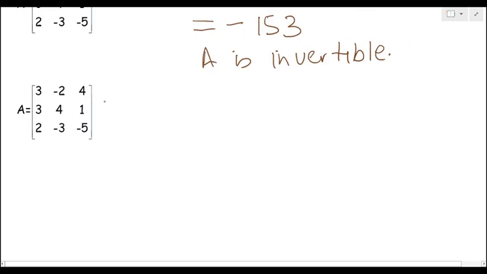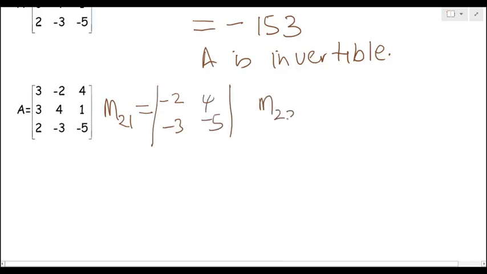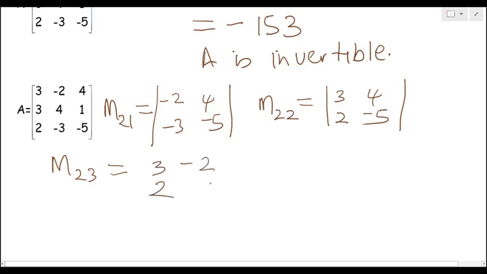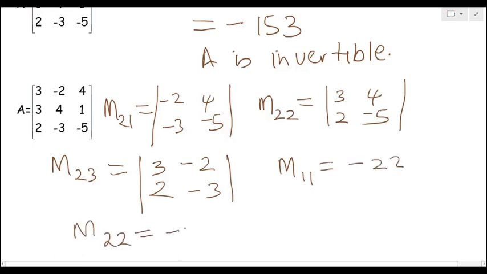We determine now the remaining minors. We have M21: we delete row number 2, column number 1, and we are left with minus 2, 4; minus 3, 5. We get the determinant. M22: row number 2 and column number 2 out, so we have 3, 4; 2, 5. M23 is equal to 3, minus 2; 2, minus 3. Therefore, M21 we get minus 22, M22 we get minus 23, and M23 is equal to minus 5.